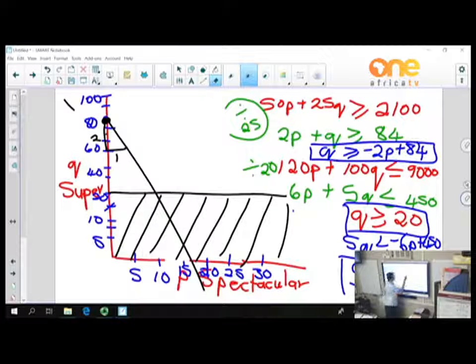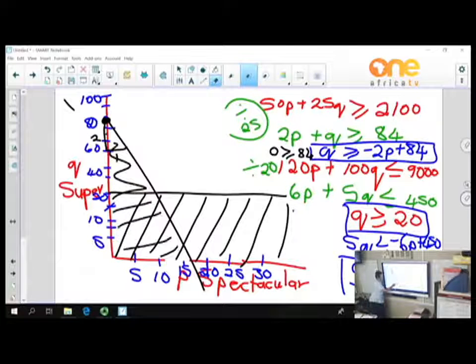Testing, testing. Is 0 more than or equal to 84? No, that's false. So it means for this line, 0, 0 is in the unwanted region because it's a false statement. So I will shade here. That side of the line. Okay, and then the last one.